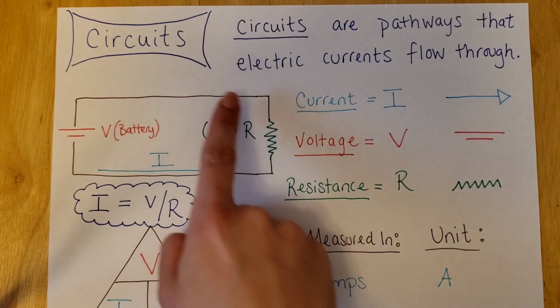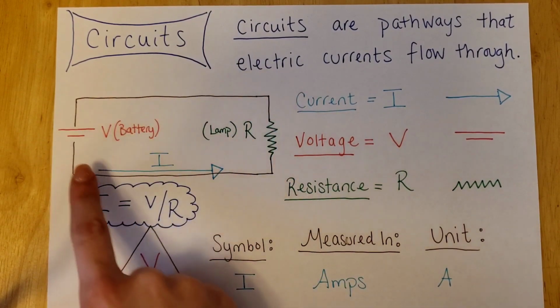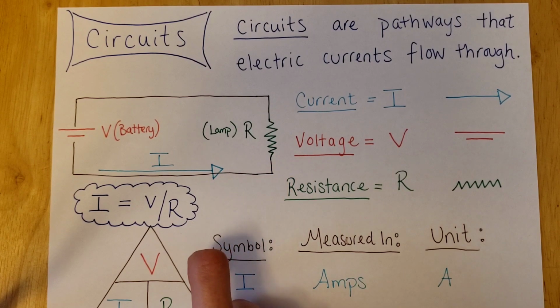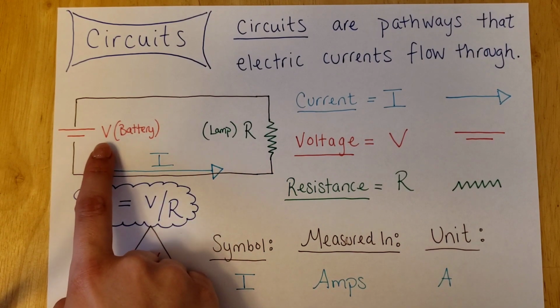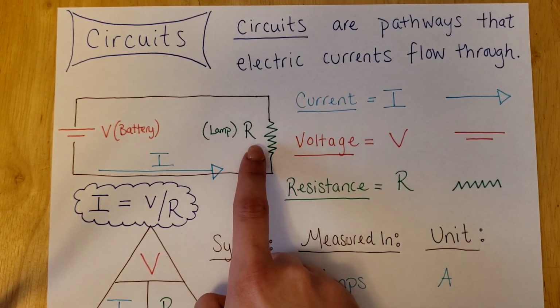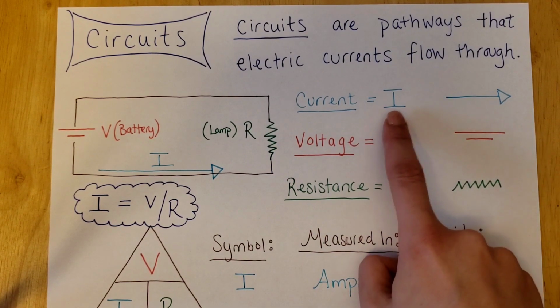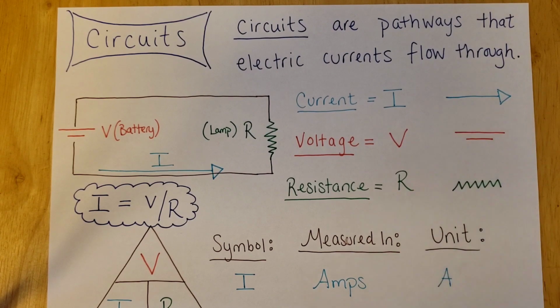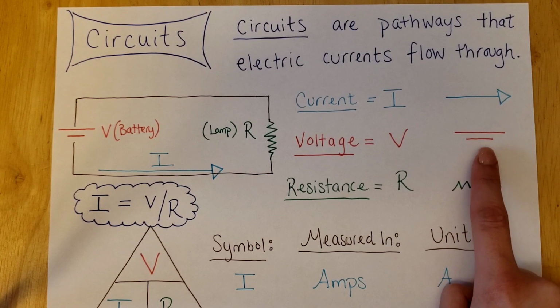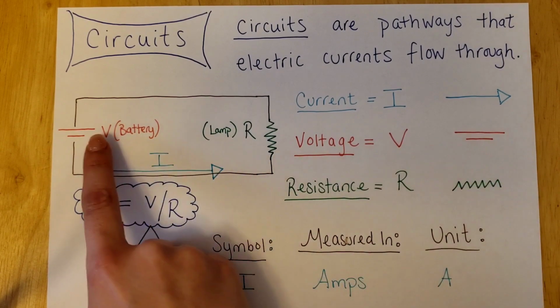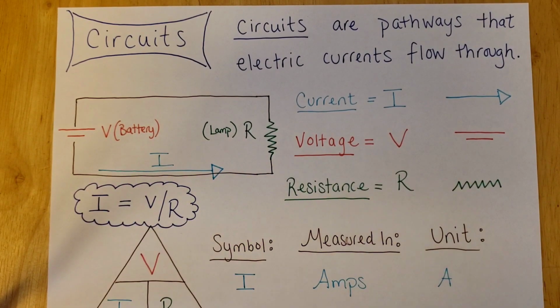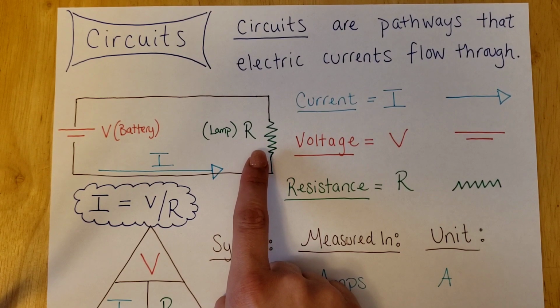So the circuit is this picture, this pathway that the electrons are going to flow through from something like a battery to a lamp. Now we're going to use these symbols in our pictures. For current, we're going to draw an arrow showing which way the pathway is going. For voltage, you're just going to have two different size lines symbolizing something like a battery. And for resistance, you're just going to have these little mountains. It's going to symbolize something like a lamp.